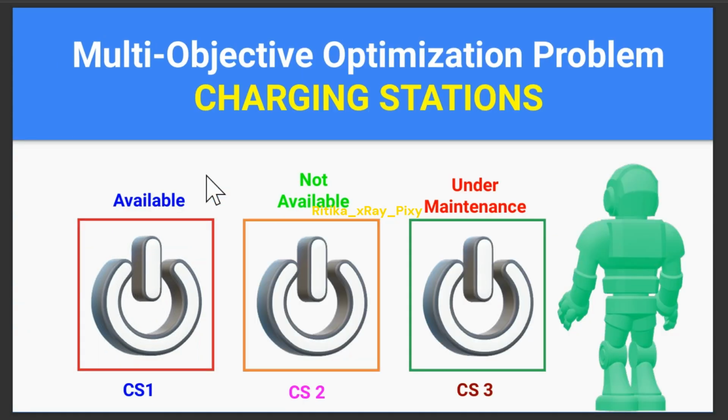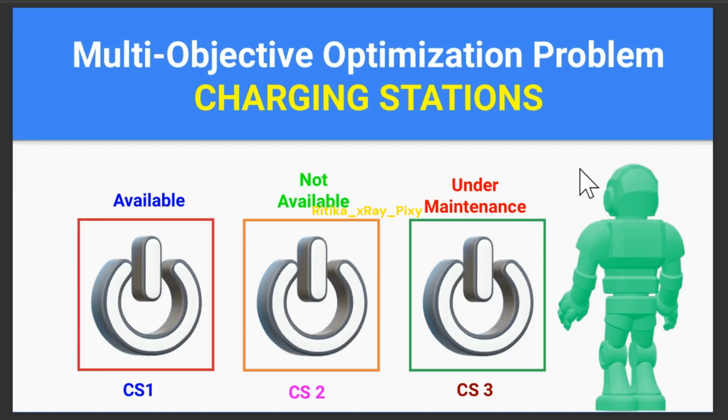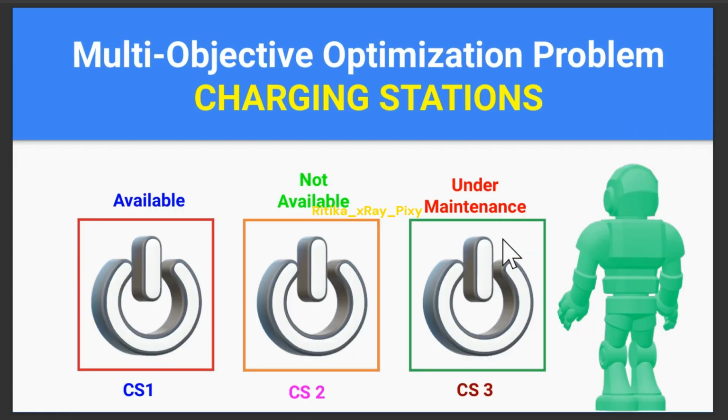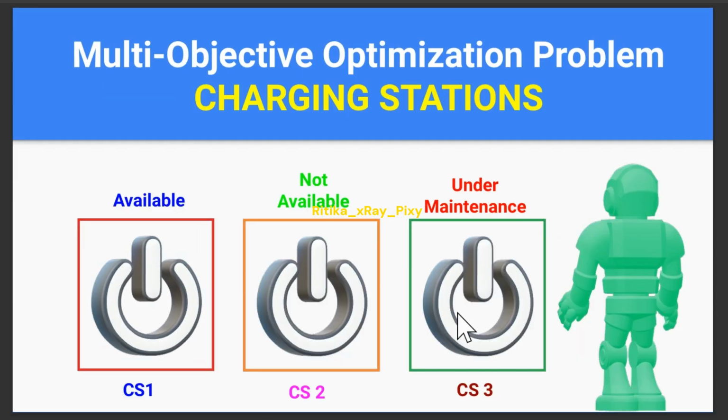So we have a dynamic environment here. Charging stations may be available or not available over time due to maintenance or usage. How will the robots adapt to these changes? This reflects the dynamic nature of real-world problems. The robots have to adapt: depending on whether a charging station is available or not, they have to move accordingly, and if the battery is lower or higher, they have to change their search strategy.